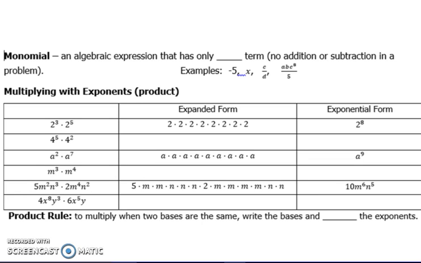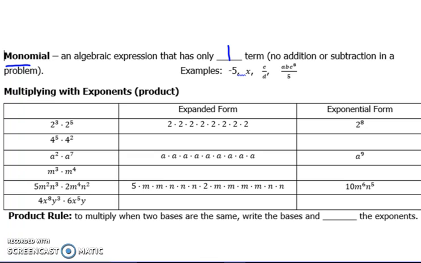When we talk about exponents, we're going to start by talking about monomials. A monomial is an algebraic expression that has only one term. That prefix mono means there's only one. There's no addition or subtraction in the problem. There can be division and there can be multiplication because you are just dividing once or multiplying.